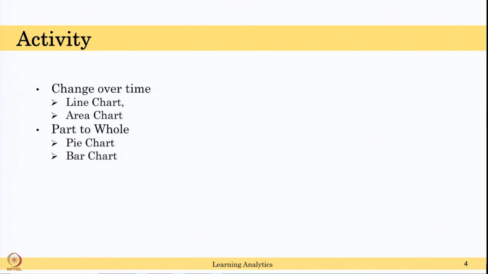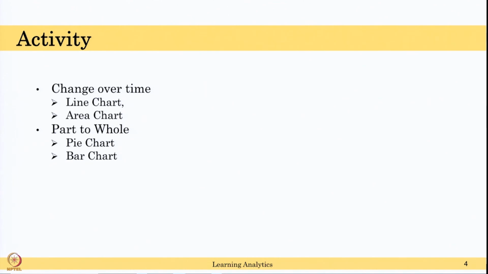For change over time, you can use a line chart or an area chart. We have not discussed the area chart, but you can check what an area chart is. An area chart can also be used to show the change over time, and we discussed that a line chart will be useful to show how the value is changing over different time, or for different grades or different groups or something like that.